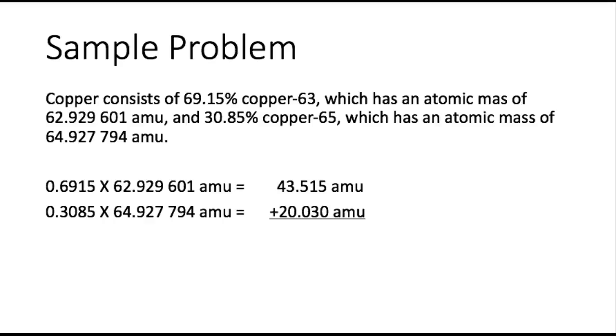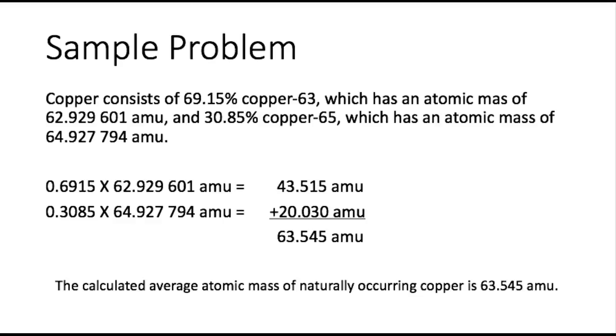So 43.515 plus 20.030 gives me a total of 63.545 AMU. So the calculated average mass of naturally occurring copper is 63.545 AMU, and this is the mass that is reported on the periodic table.